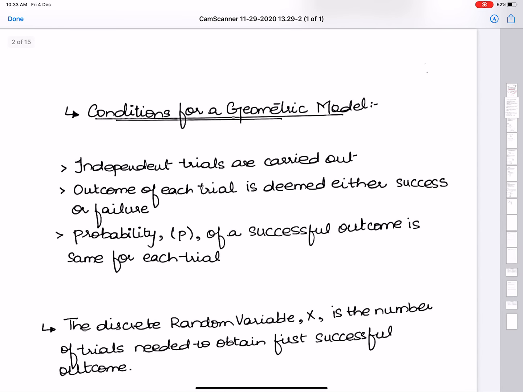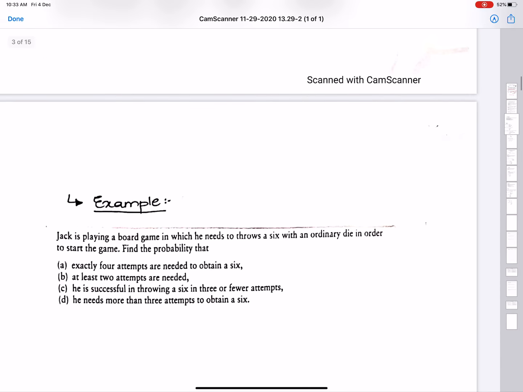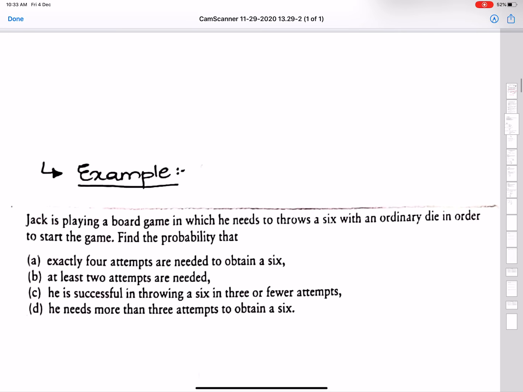Conditions for a geometric model. I have already discussed the conditions of the geometric model. Now this example: how to solve this example with the help of properties. Jack is playing a board game in which he needs to throw a 6 with an ordinary die in order to start the game. The probability of a 6 on a fair die is 1 upon 6. Therefore, q will be 5 upon 6.